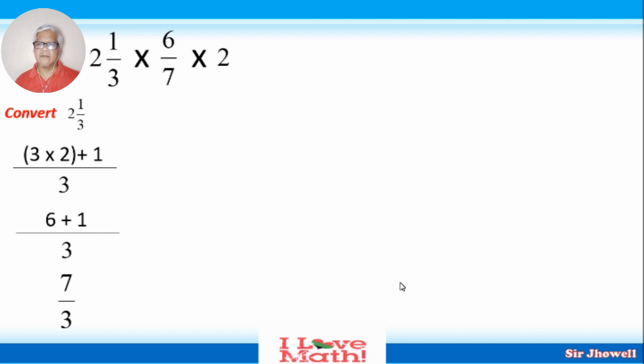Okay? Now, ano ngayon ang ating magiging problema? Instead of 2 and 1/3, gagamitin na natin yung 7 over 3. Okay? Next, times 6 over 7. Okay? Next, times 2. Ang sabi natin kanina, lalagyan lang ng denominator 1. So our new problem now is 7 over 3 times 6 over 7 times 2 over 1.